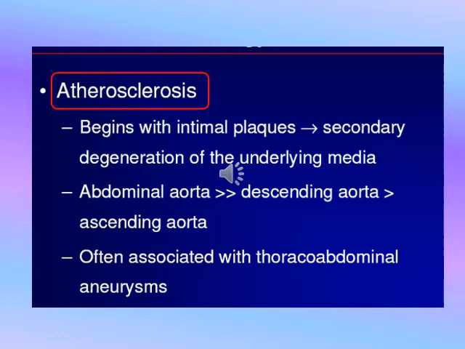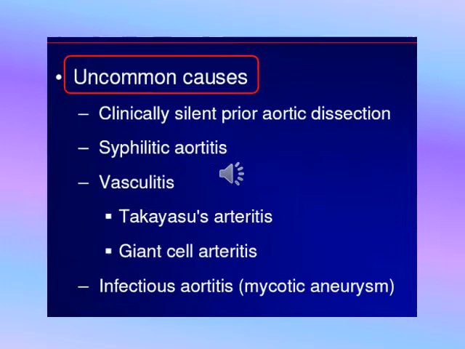Less common would be the descending aorta, and least common is the ascending aorta. And they are quite well known for forming thoracoabdominal aneurysms as well. Less common causes would be silent prior aortic dissections, which we'll mention in the next section, infections such as syphilis, and mycotic aneurysms from endocarditis, vasculitis of large vessels such as Takayasu or giant cell, which is known as temporal arteritis, are all uncommon, though recorded cases are seen.